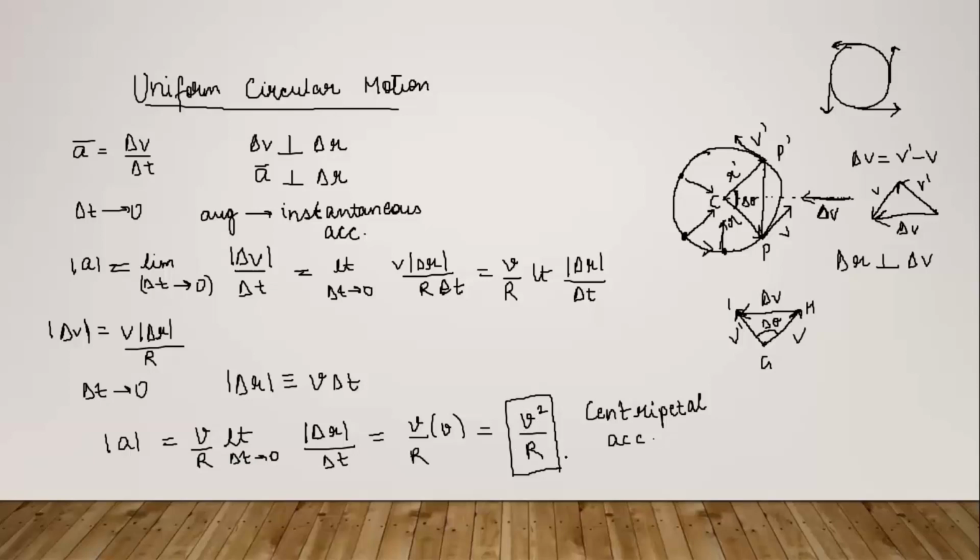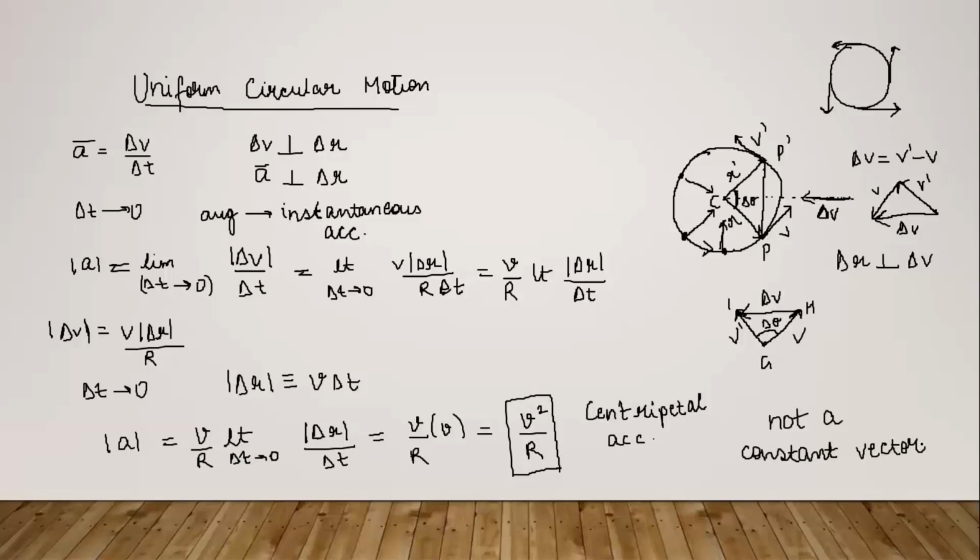So the magnitude of the acceleration is a constant thing, but its direction is continuously changing, as we derived earlier that the direction of the centripetal acceleration is always towards the center of the circle. So this is not a constant vector.